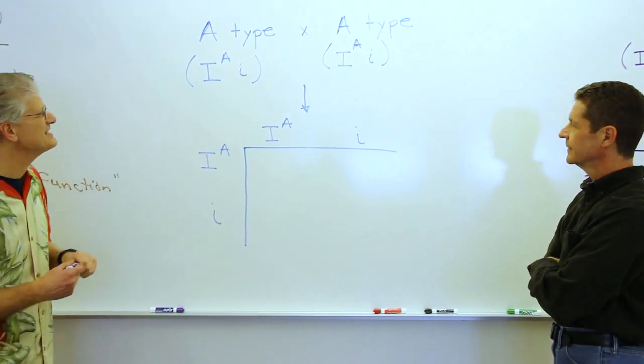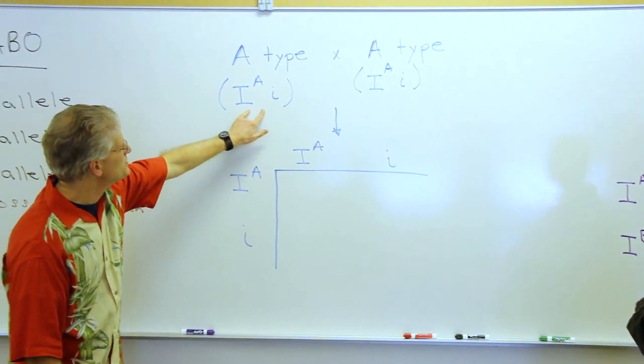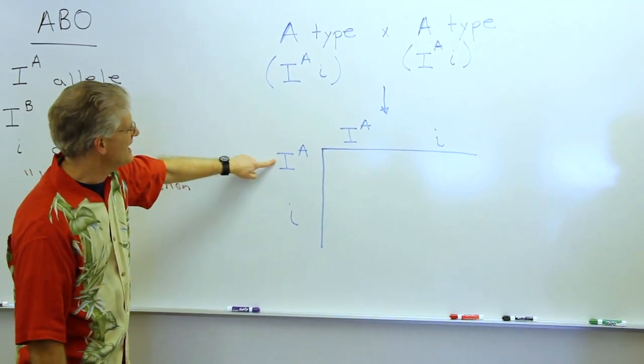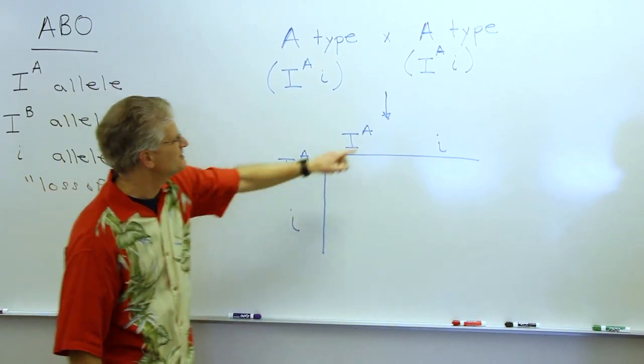3-to-1 ratio. Let's see if that pans out. So, this individual produced 2 types of alleles. The IA allele and the little i allele, and this individual the same, right?